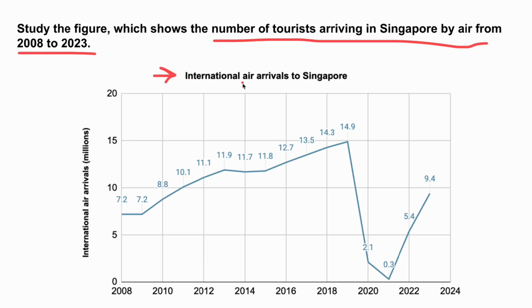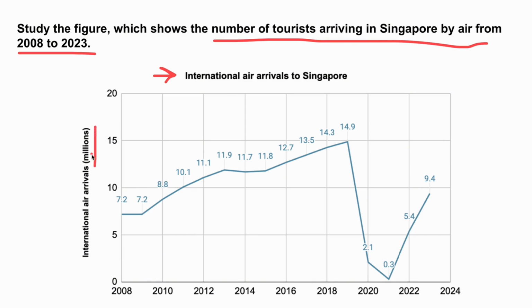Another important element to look at in your graph is the title of the graph. The title in this case just provides you with the context. International air arrivals to Singapore. If you looked at the title first and you didn't understand what international air arrivals mean, that's when you look back at the question, which could explain this title in a different manner, in a way that's perhaps more easily understood by students. Okay, so there are two ways to find the context: in the question itself and from the title of the graph.